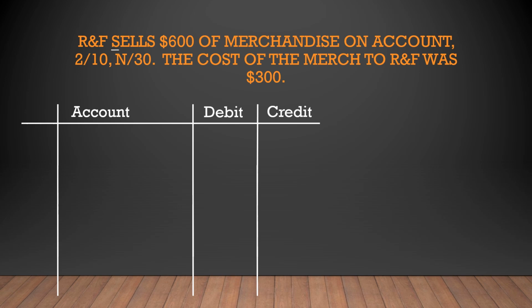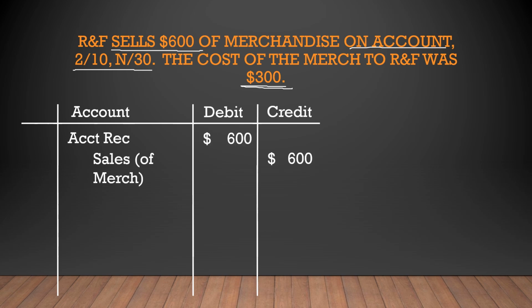Imagine R&F sells $600 of merchandise on account, terms 2/10 net 30, and the cost of this merchandise was $300. If you like, pause this video and see if you can book both the journal entry for the sale and the payment within the discount period. We book the sale as follows: debit AR and credit sales for $600, debit CGS and credit merchandise inventory for the cost of $300.